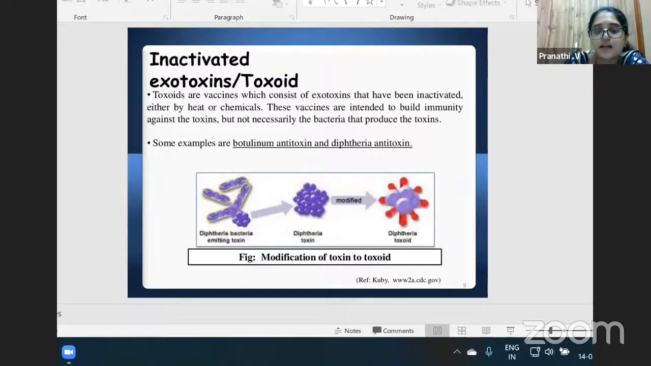An example is the botulinum antitoxin and diphtheria antitoxin. These are made by purifying the exotoxin, then inactivating the toxin with formaldehyde to form a toxoid. Then vaccination with the toxoid induces anti-toxoid antibodies.